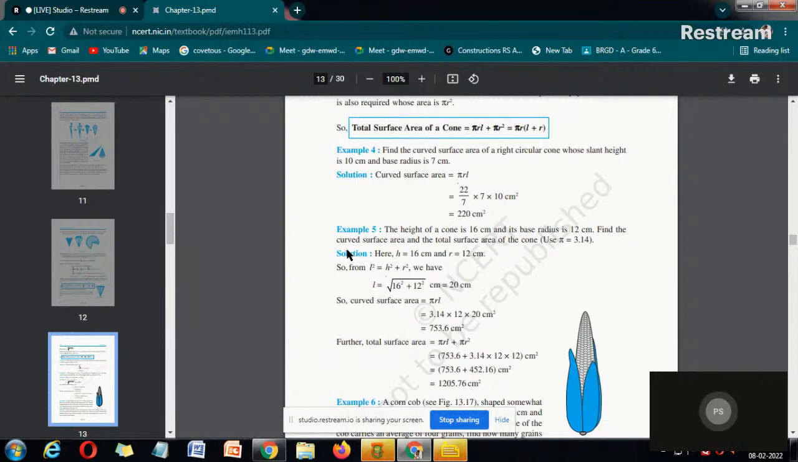The height of a cone is 16 centimeters and its base radius is 12 centimeters. Find the curved surface area and the total surface area of the cone. Here the height is being described as slant height, which is 16 centimeters. The radius is 12 centimeters.